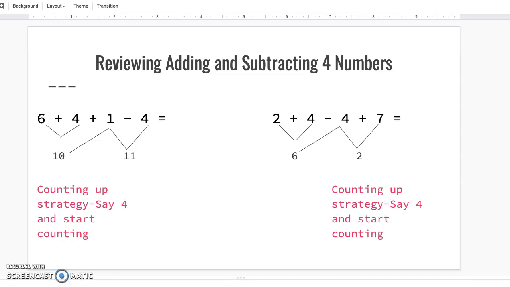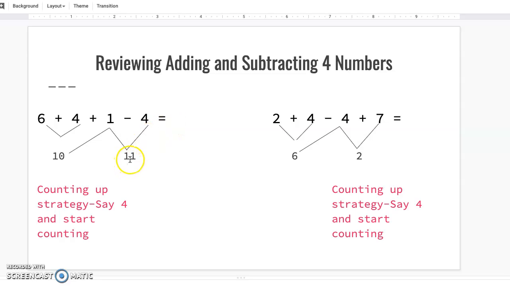All right, this is a little bit of review from last time. It's just reviewing adding and subtracting using the 4 numbers. So we just have to start on the left and work our way to the right. So it says 6 plus 4 is 10. And then it says 10 plus 1 more gives us 11. And then 11 minus 4 gives us our final number.